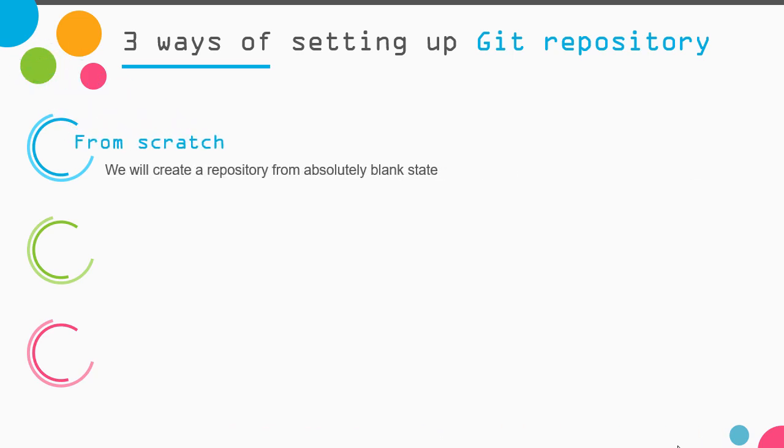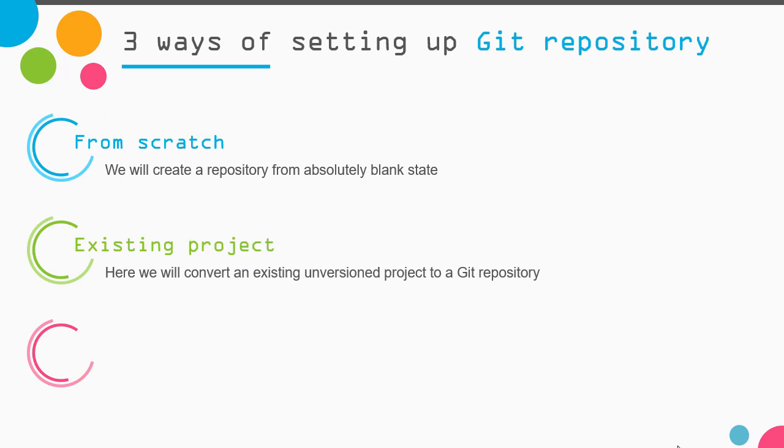We'll be creating a repository from scratch. This means that we have no files or directories. We'll create a fresh directory and execute the necessary command. This will initialize the repository and create the .git directory that contains all the metadata for the project.